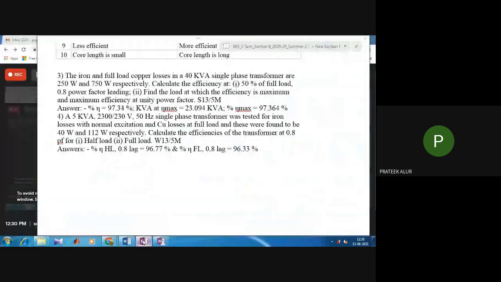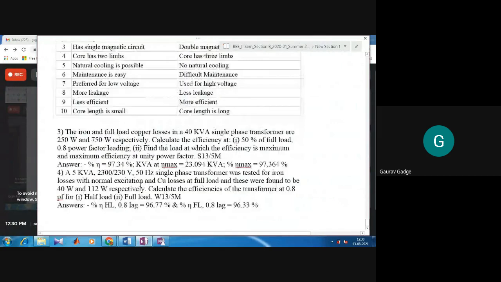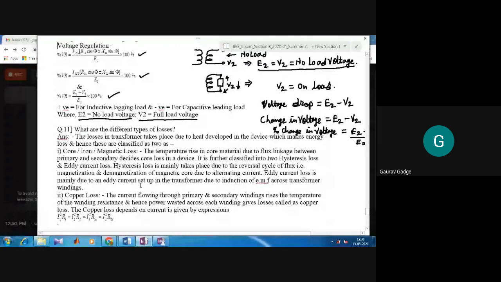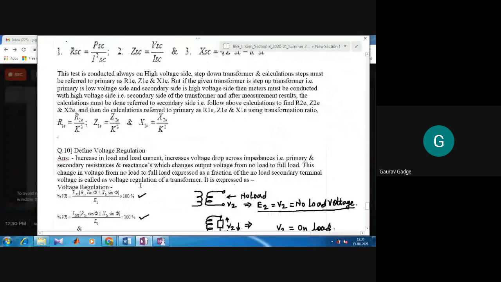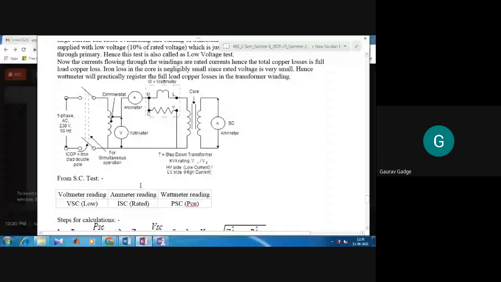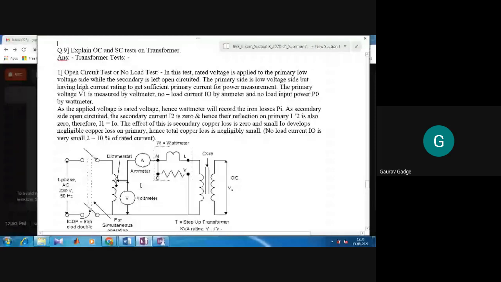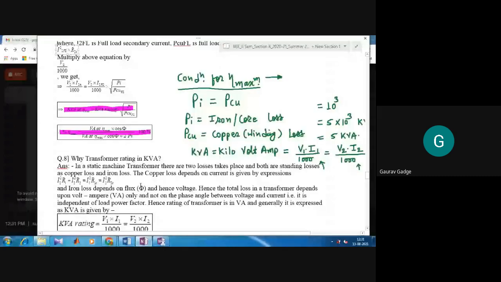So let us start with the discussion today. As I told you, in yesterday's last class we talked about the losses, and the definitions of regulation, open circuit and short circuit were just introduced. We also talked about kVA, kilovolt ampere, and the derivation of efficiency. Many more topics have been discussed because this particular chapter needs much more time than unit number 2 and unit number 3.